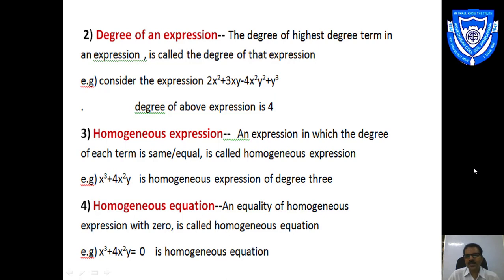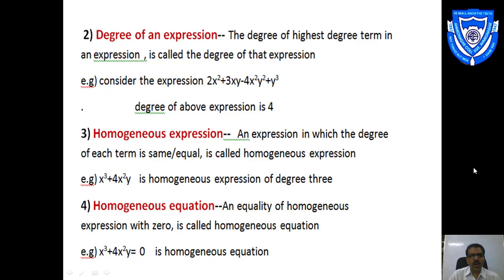Now among all these terms, the degree of the term which is highest one is 4. It is the third term whose degree is 4 and it is the highest degree, and that's why the degree of this complete mathematical expression is taken to be 4. Degree of the above expression is 4.